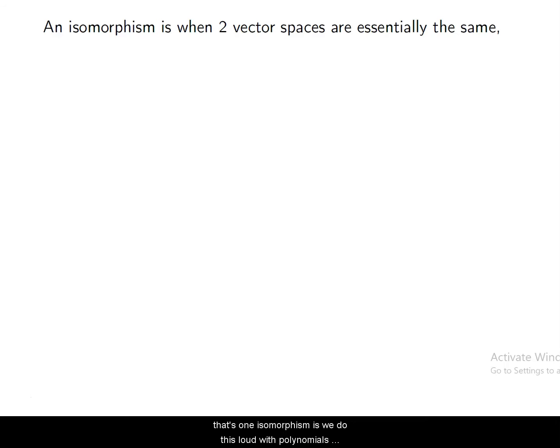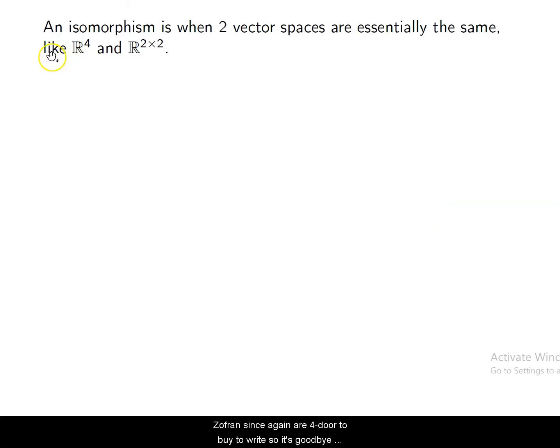We do this a lot with polynomials as well. A lot of times we just take the coefficients from the polynomials and then we turn them into column vectors, right? And then we work with our column vectors. So for instance, P2, we can turn into a column vector in R3. So those two spaces are isomorphic to each other, right?